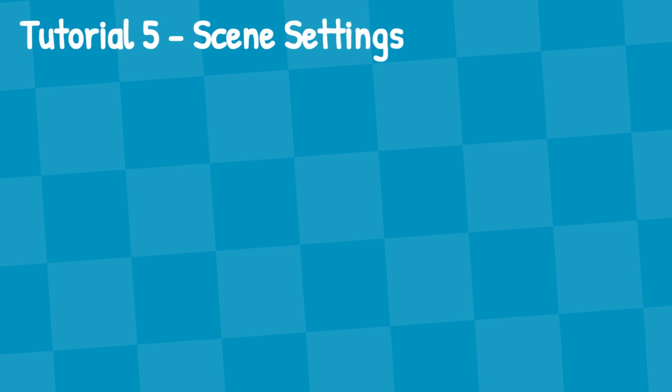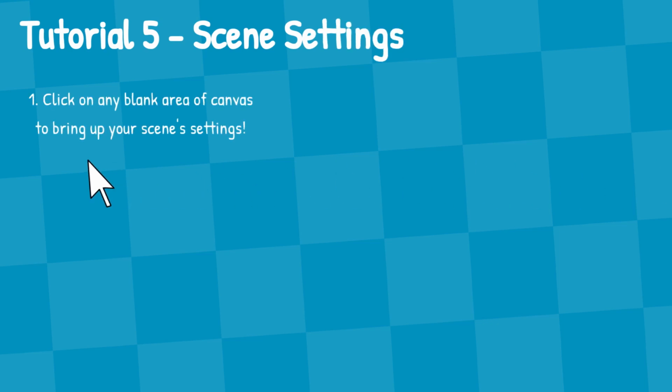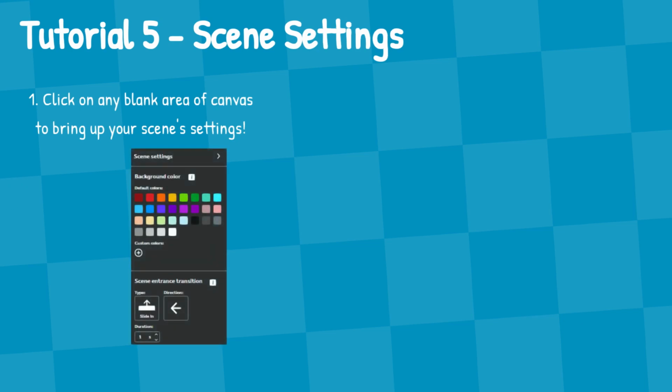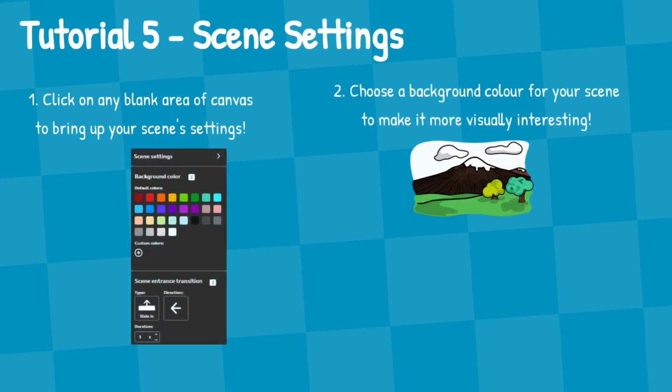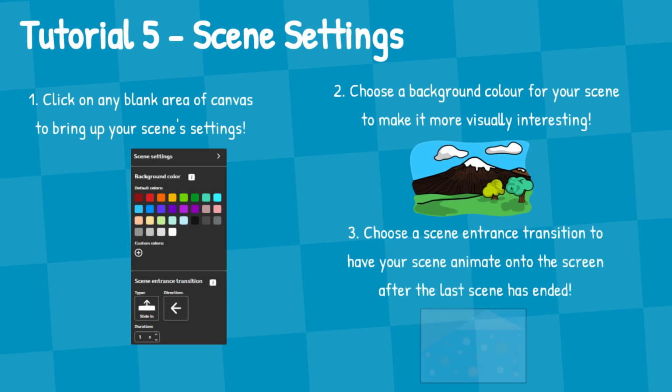To make your project even more visually interesting, check out your scene settings. Click on an area of blank canvas to bring up your scene settings in the right-hand panel. You can choose a background color that fits the tone or setting of your video, and you can also use scene entrance transitions to create an animated transition between the previous scene and your current scene.